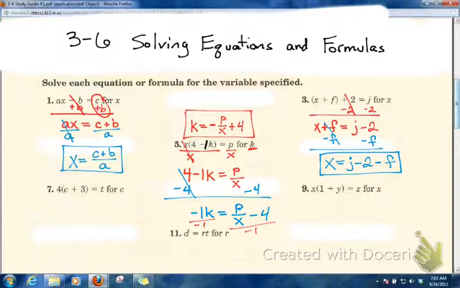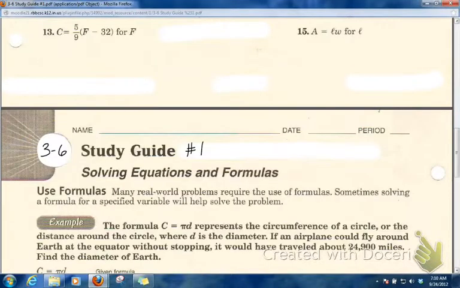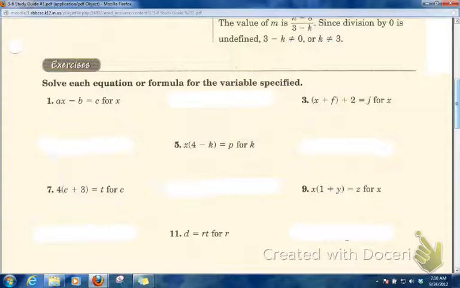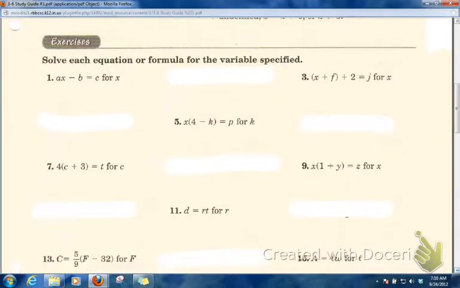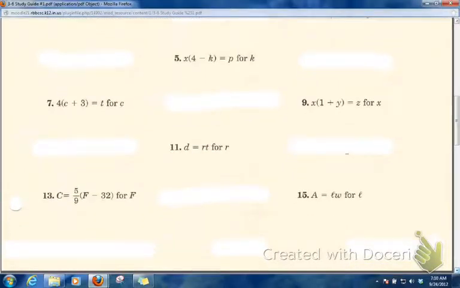I do want to scroll down here and look at maybe one more problem. Oh, that was a little too far. And that problem being number 13 here, just because we have a fraction there. Again, not really anything too different, but I just want to go over this just to make sure we understand here. We're solving for f, and here's my f, and I say what's happening to my f is it's being subtracted by 32, and then everything is being multiplied by this 5 over 9.